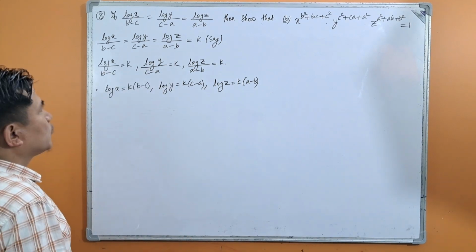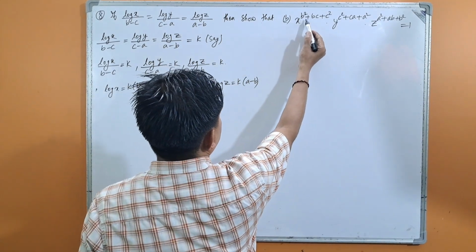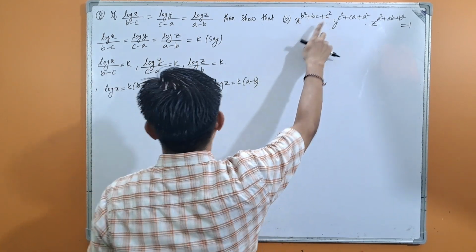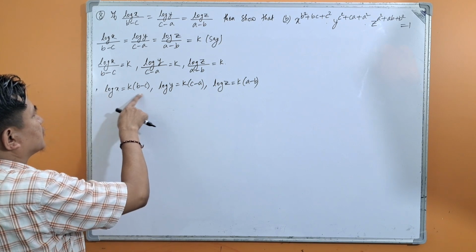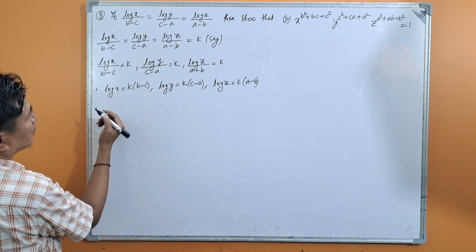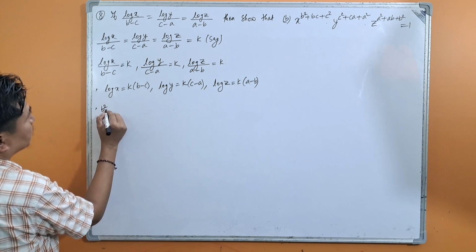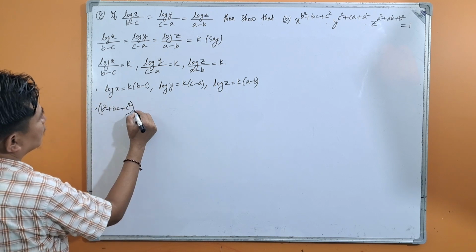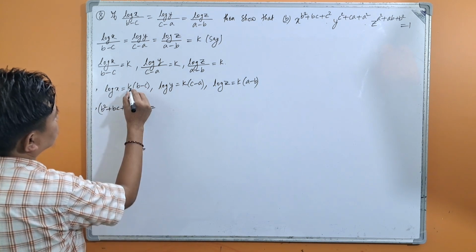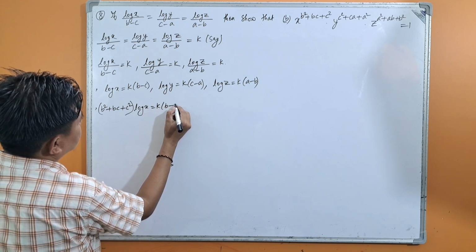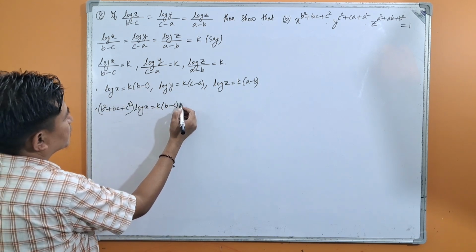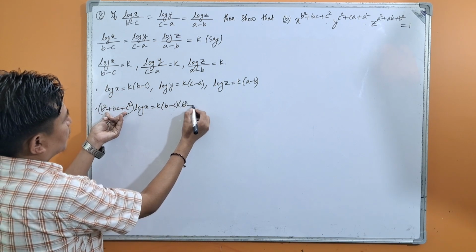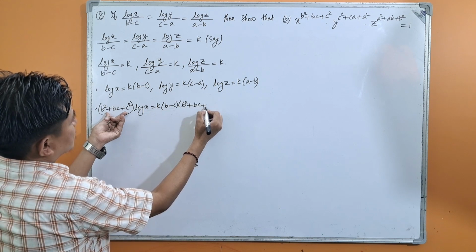Okay, now we have x to the power b square plus bc plus c square, isn't it? So let us multiply this b square plus bc plus c square to the left hand side of this equation. Or b square plus bc plus c square into log x equal to k into b minus c. This was already here. Now we multiply both sides of this equation with this number, isn't it? So b square plus bc plus c square.